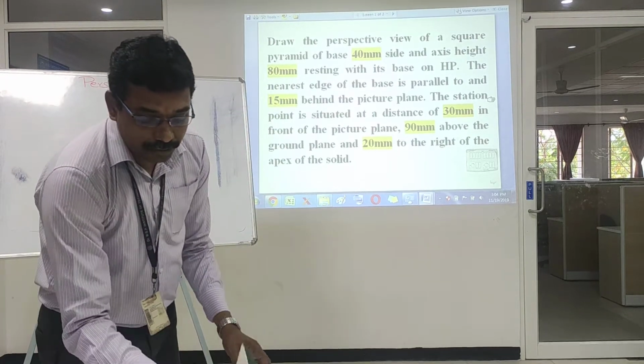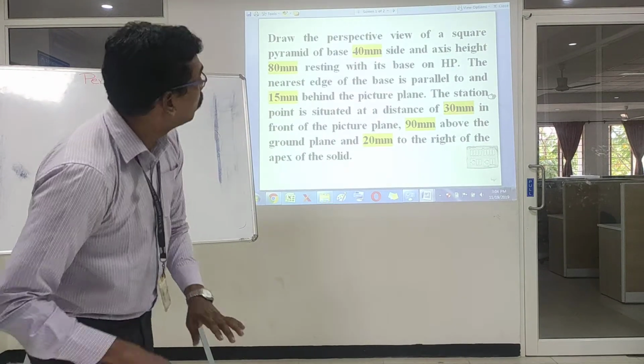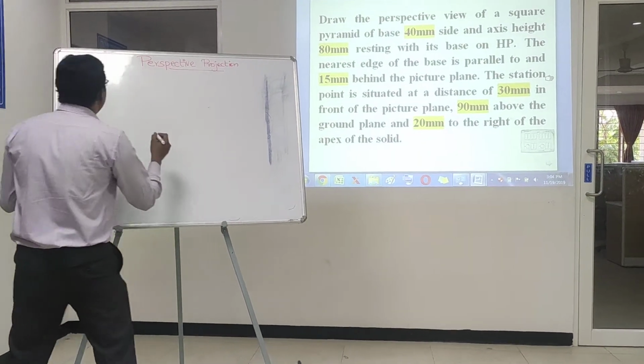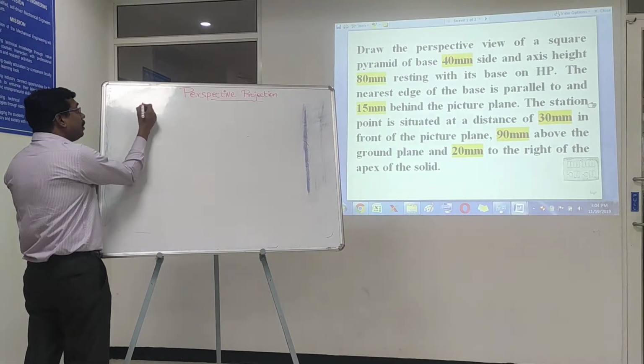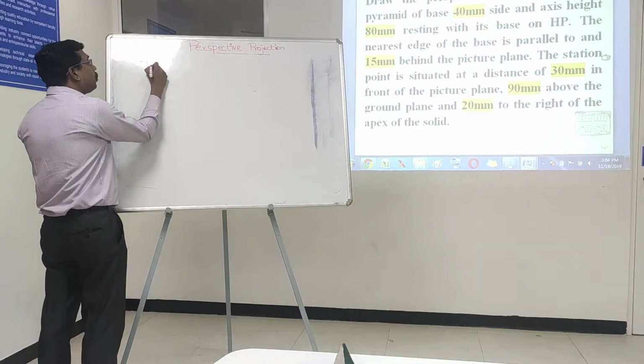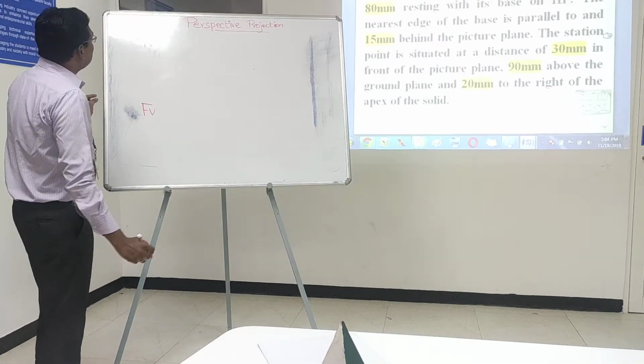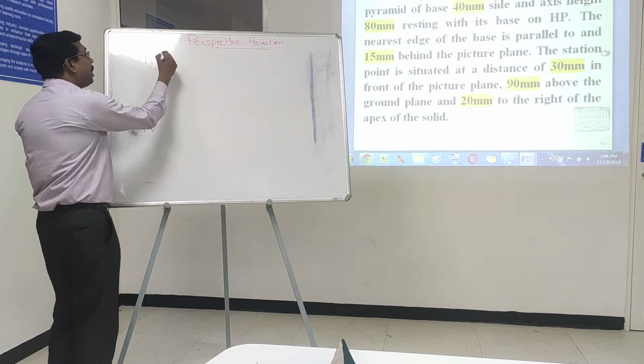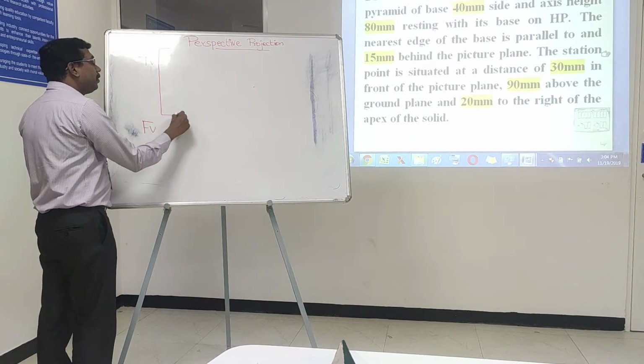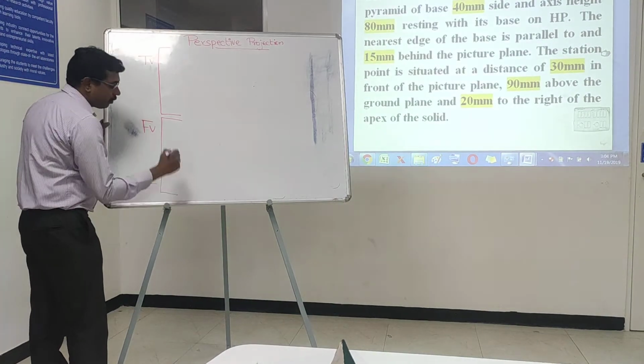First we have to draw the top view for the given perspective projection problem. The first step is to make the top view, then we have to make the front view. Since it is a third angle projection, we must start with drawing the top view first, then go to the front view.